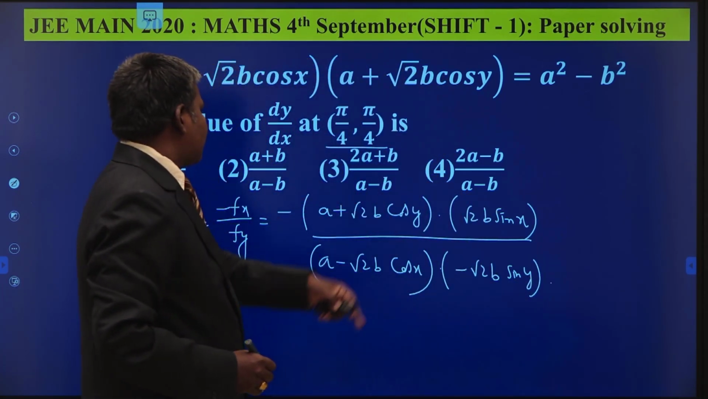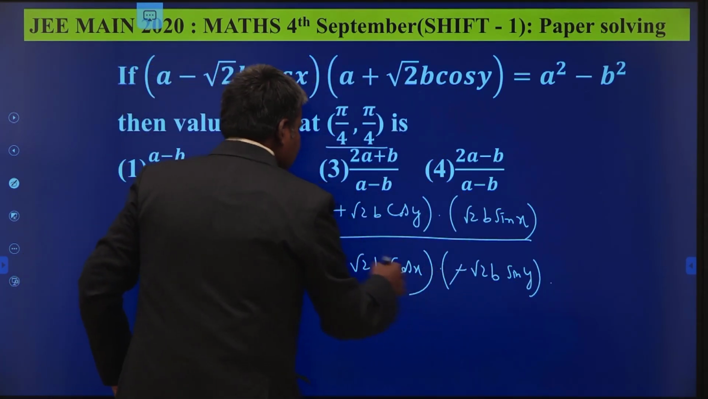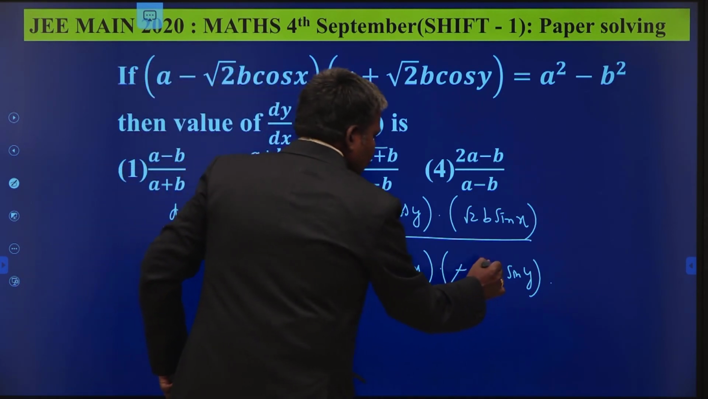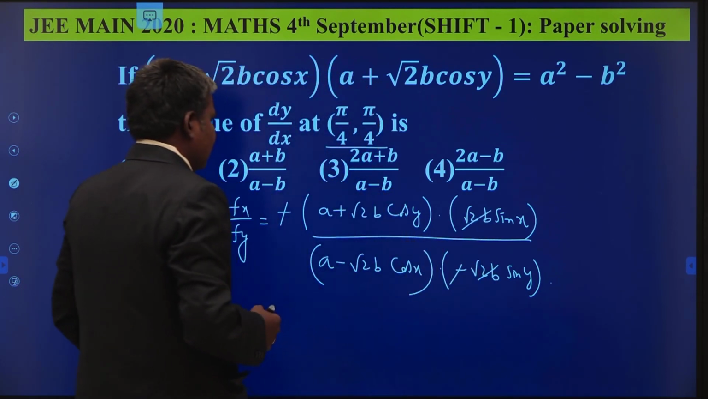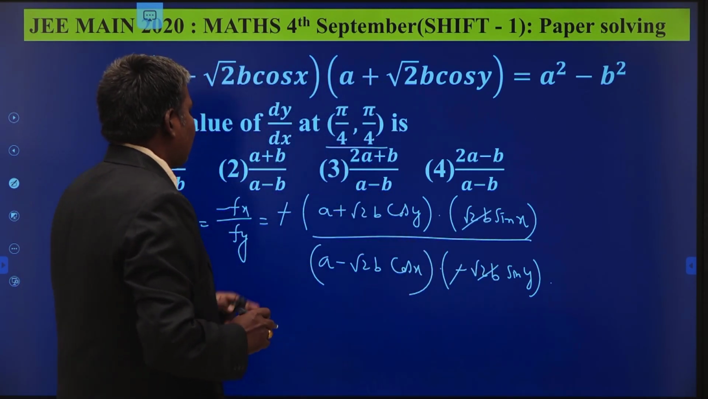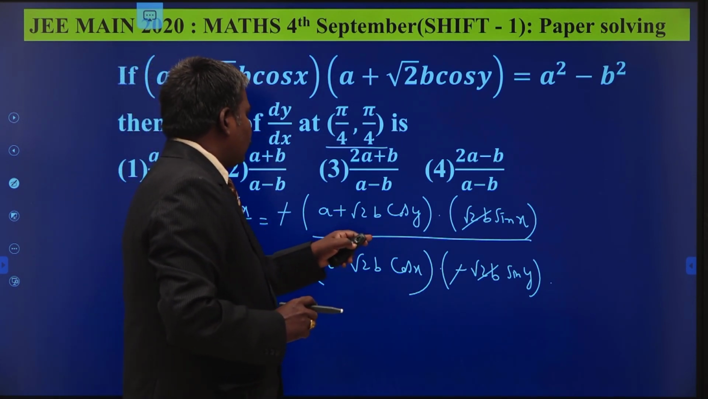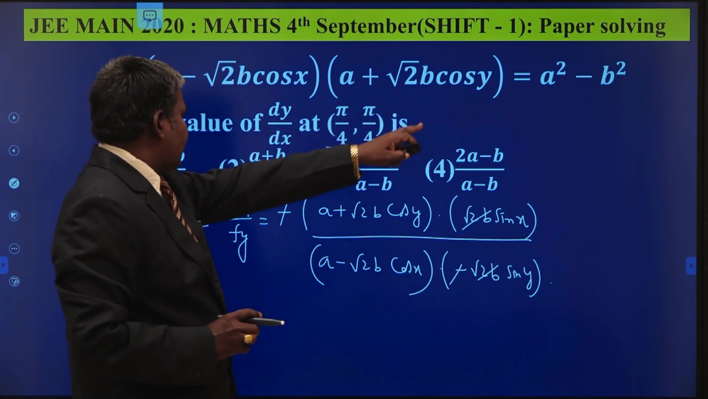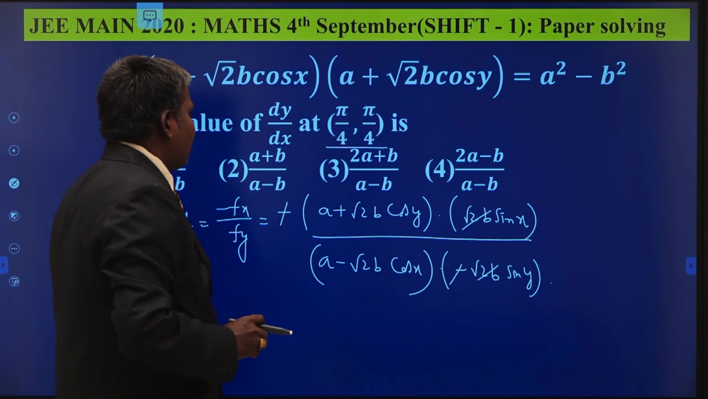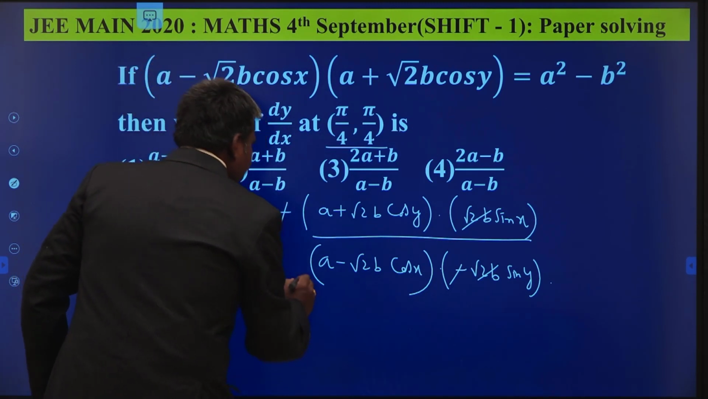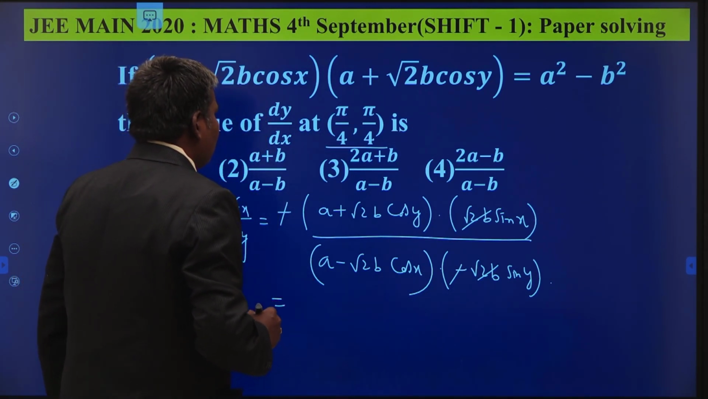So minus fx by fy is there. Here the minus minus gets cancelled. Root 2b again also gets cancelled. So this is the value. You have to apply the derivative at pi by 4 comma pi by 4. You just substitute x equal to pi by 4 and y is equal to pi by 4.